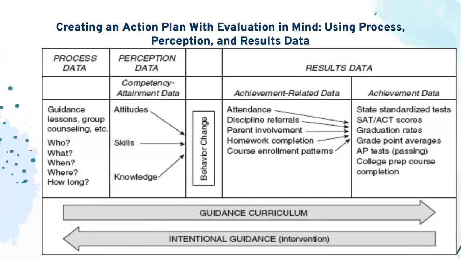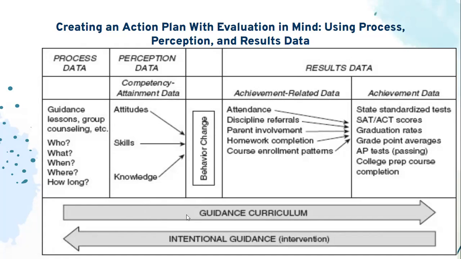On this next slide, we have the creating an action plan with evaluation in mind. And this diagram should look familiar. It is essentially the exact same, it just looks different to the diagram that Professor Solis gave to us the very first day of class. So looking at the process data, perception data, and how those two will change the student's behavior. And then that end result should give us the results data for achievement related data. So it could be any one of these factors that would then impact the achievement data.